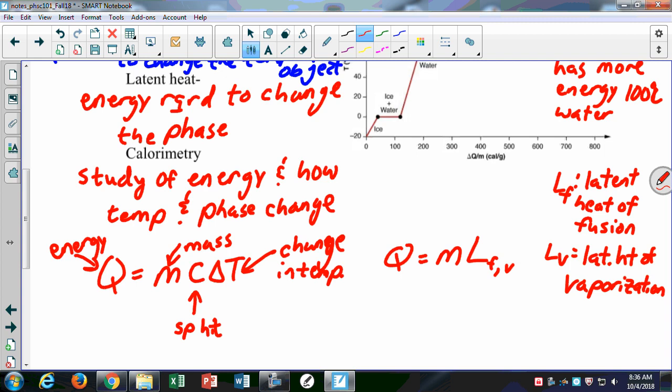Okay, I want you to understand this diagram and what it means. With that, if I put in energy, I change the temperature, and then if I put in energy here, I change the phase.